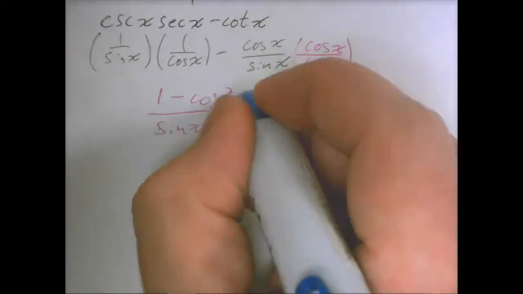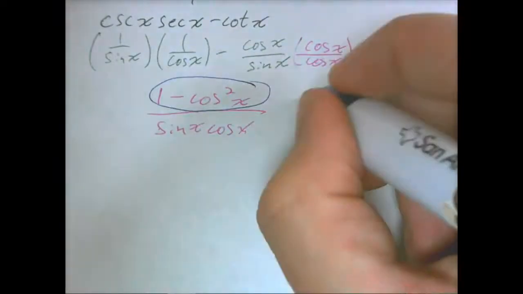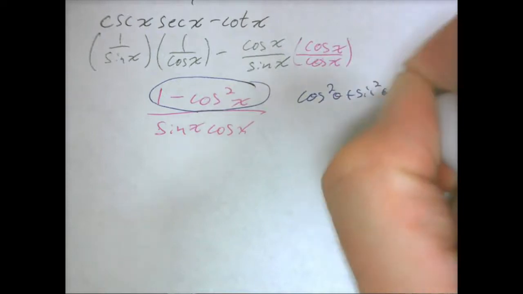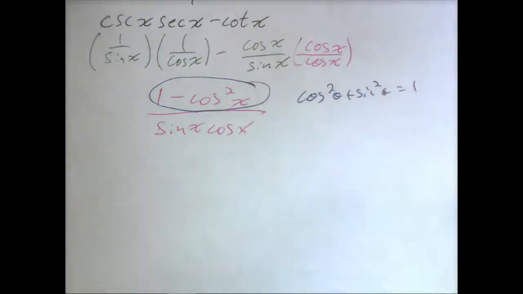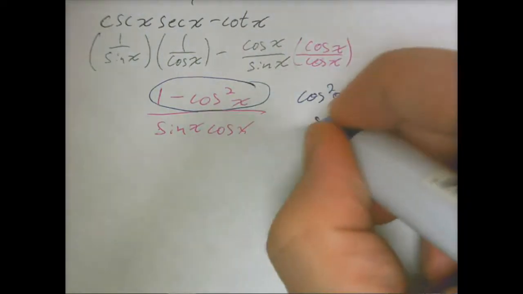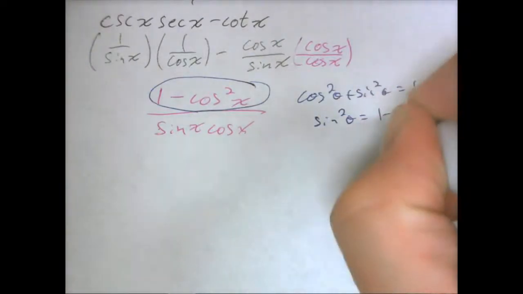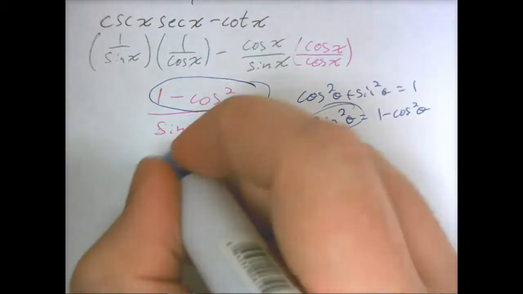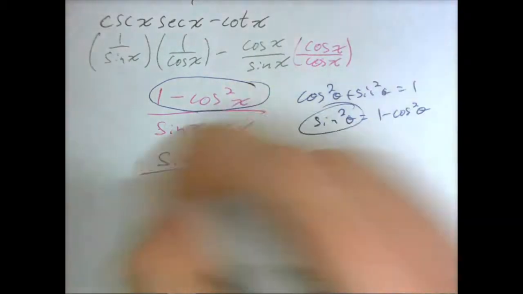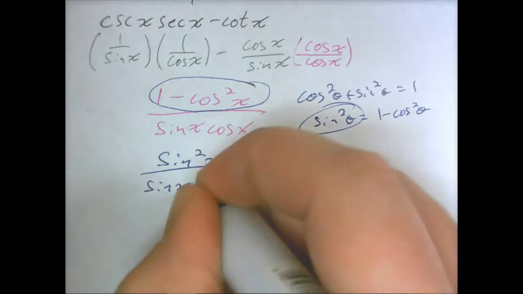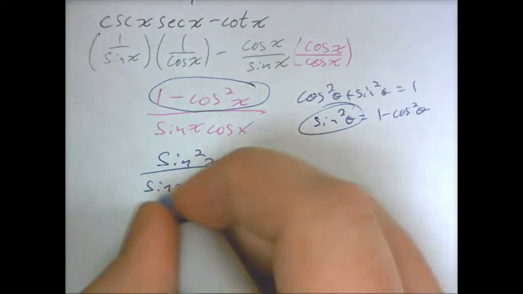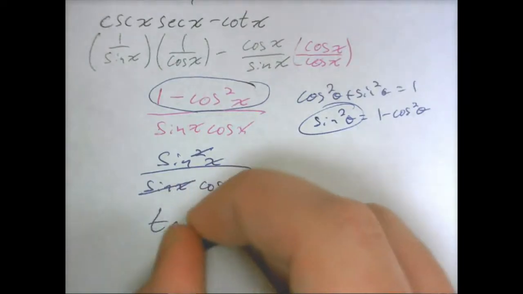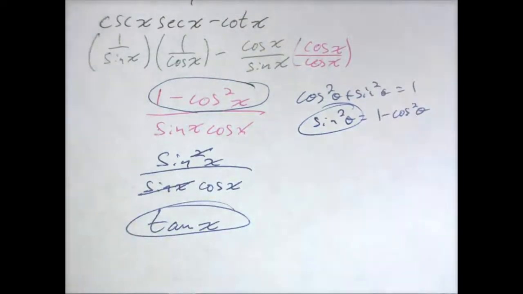Okay, and then this looks like my Pythagorean identity. So cosine squared plus sine squared equals 1. If I subtract the cosine squared to the other side, this will be sine squared equals 1 minus cosine squared. So I know this is equal to sine squared x on the top, over sine x cosine x. Sine divided by sine is 1, so I'm left with sine x over cosine x, which is just tangent of x. Happy day.